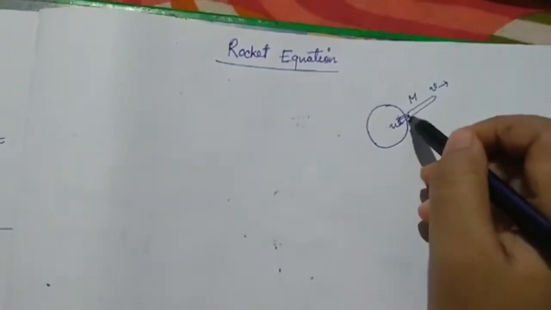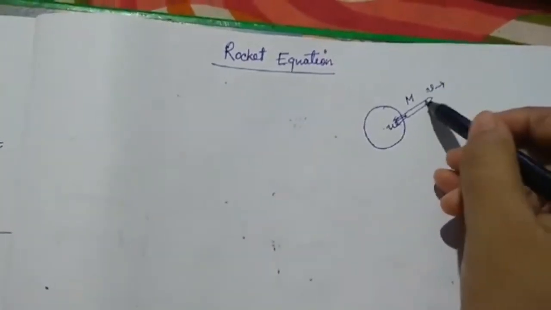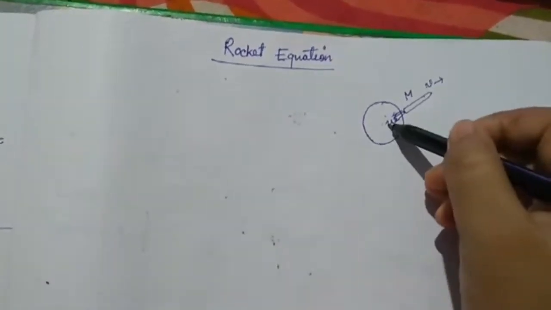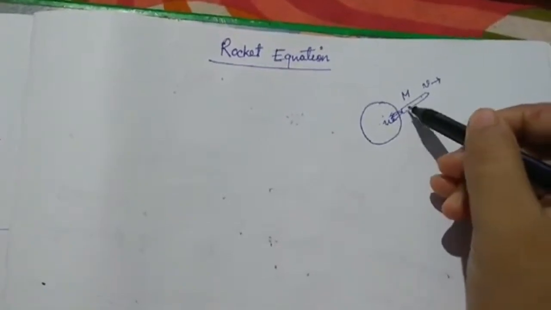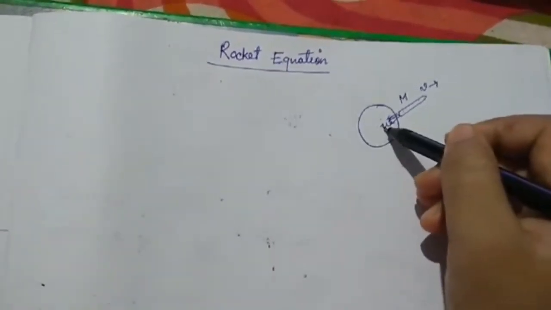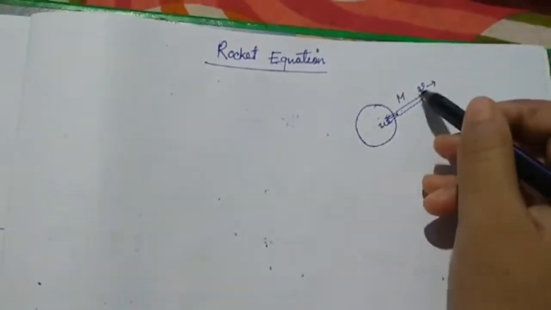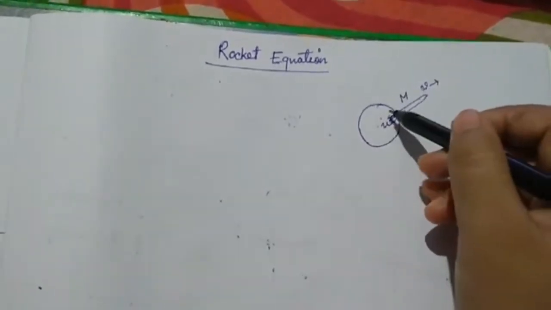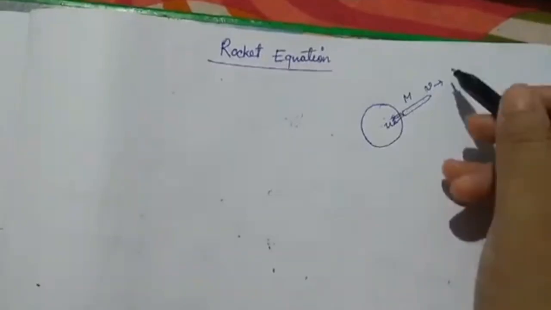Okay, just consider this. This is the velocity of the rocket with respect to Earth. U is the velocity of the fuel with respect to the rocket, because the fuel is coming out of the rocket. Now this is the u velocity and it is towards the Earth, and this is the velocity with respect to Earth, but it is away from the Earth.